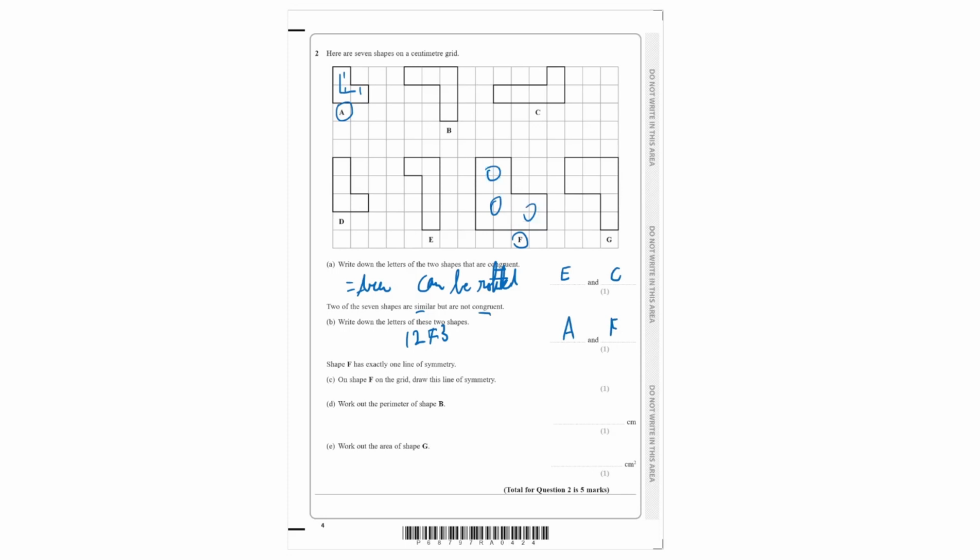Shape F has exactly one line of symmetry. Draw this line of symmetry. So line of symmetry is when you can fold it perfectly in half and no parts overlap. That is simply this point.